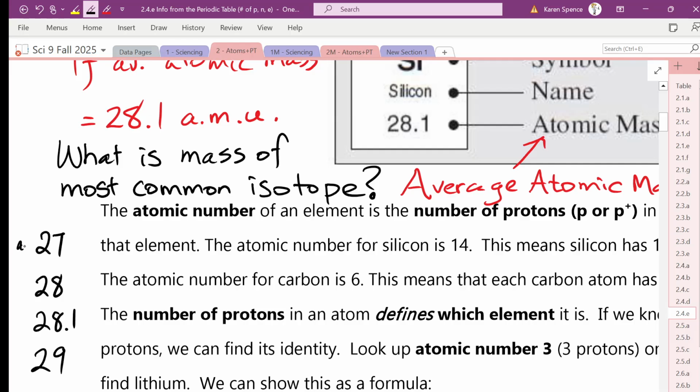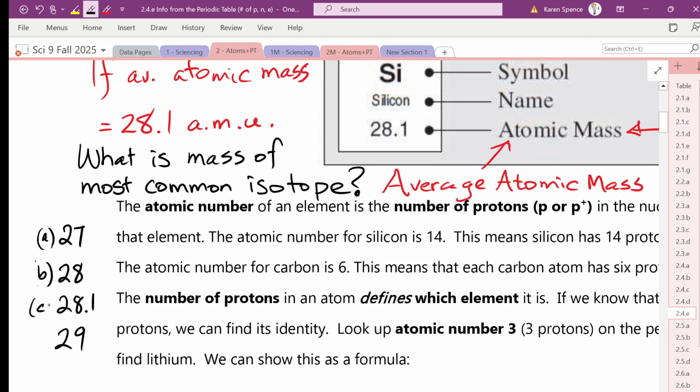So here are your choices. A, 27. B, 28. C, 28.1. D, 29. So what we're saying is most atoms of silicon have a mass of, is it 27? Or do most atoms of silicon have a mass of 28? Or 28.1? Or 29? You're going to think about that and chat with your partner, and then we're going to vote. A is, show me A.